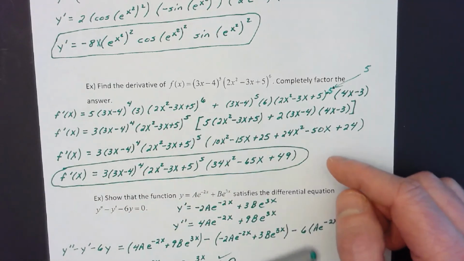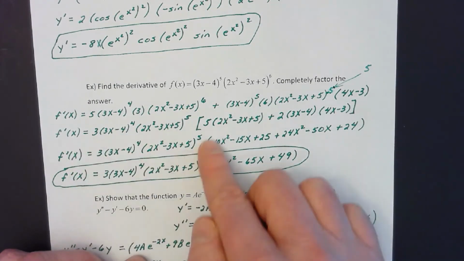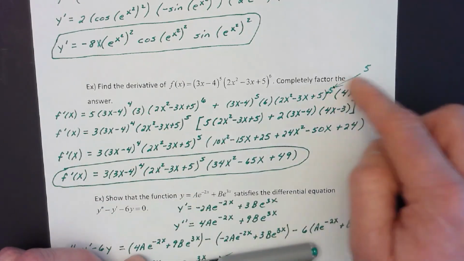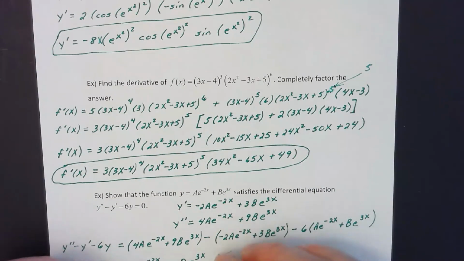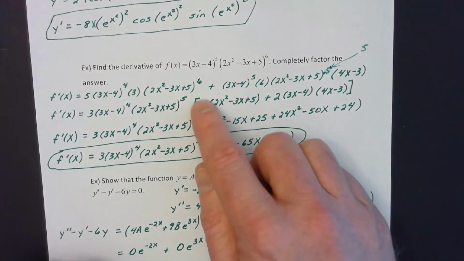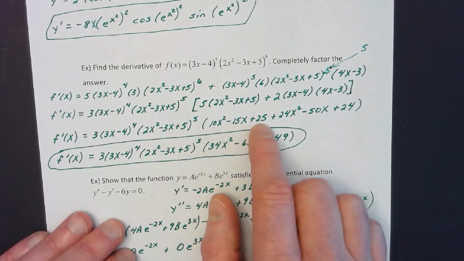Then what I've done from this step to the next is I already had this factored out, so I just rewrote all that part. But I needed to simplify this last factor that I had in the brackets. I knew it could be simplified much better than what it is currently. I distributed a 5 through the first group to get 10x squared minus 15x plus 25.